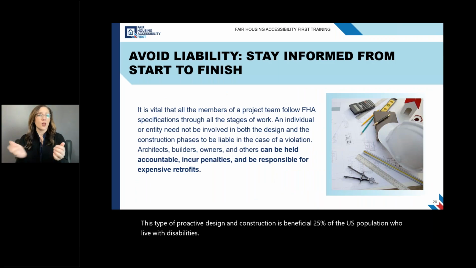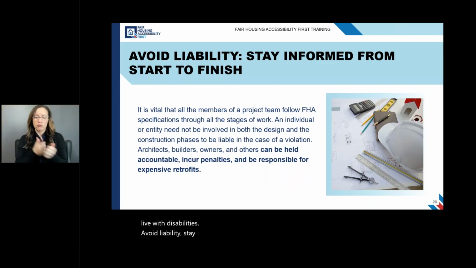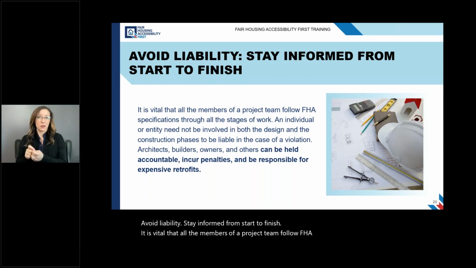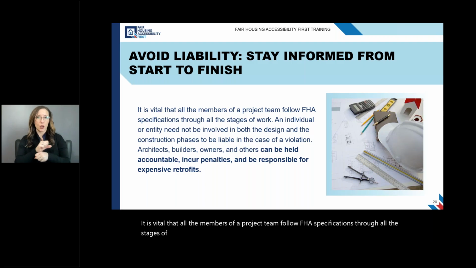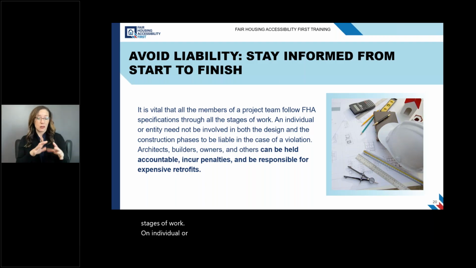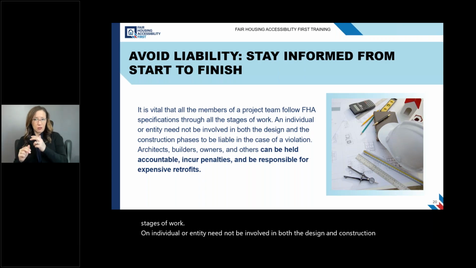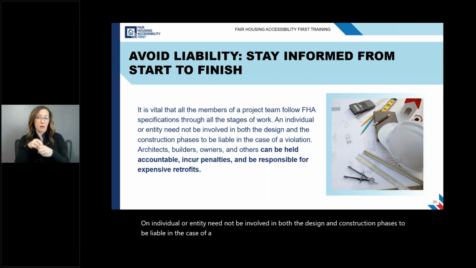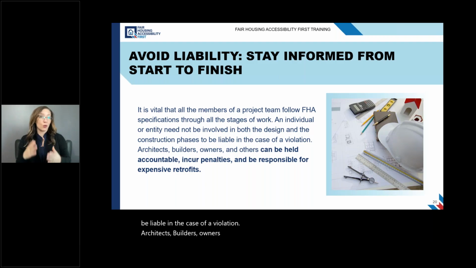Avoid liability. Stay informed from start to finish. It is vital that all the members of a project team follow FHA specifications through all the stages of work. An individual or entity need not be involved in both the design and construction phases to be liable in the case of a violation. Architects, builders, owners, and others can be held accountable, incur penalties, and be responsible for expensive retrofits.